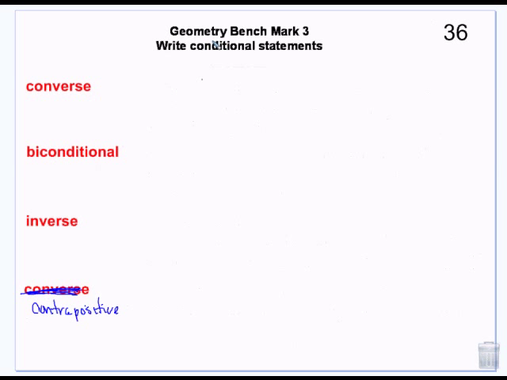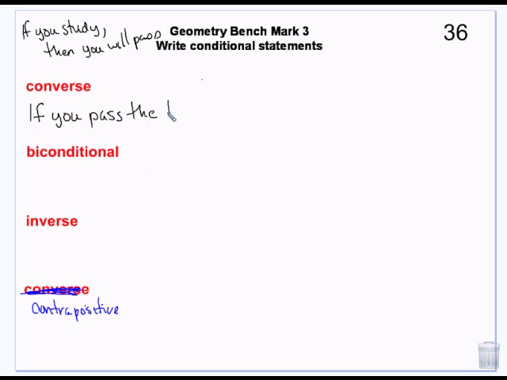So for our example, I have to use the same sentence, sorry, because remember it was if you study, then you will pass. This was our example. Okay, so the converse of that is if you pass the test, then you studied.